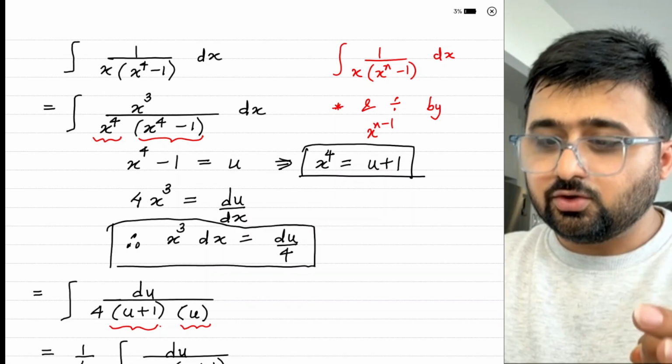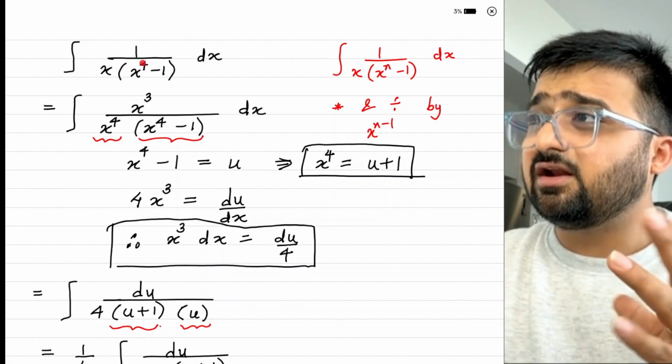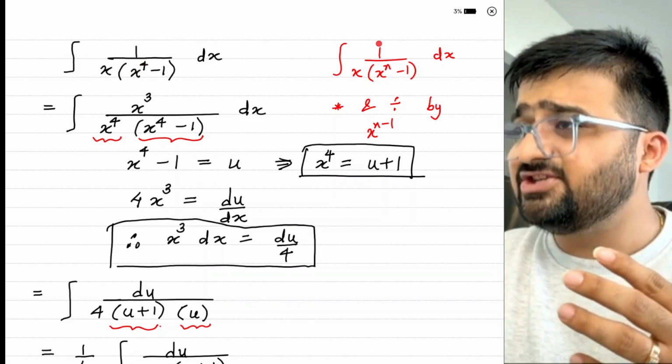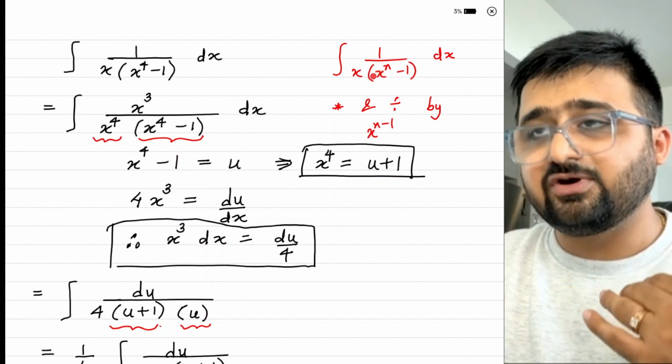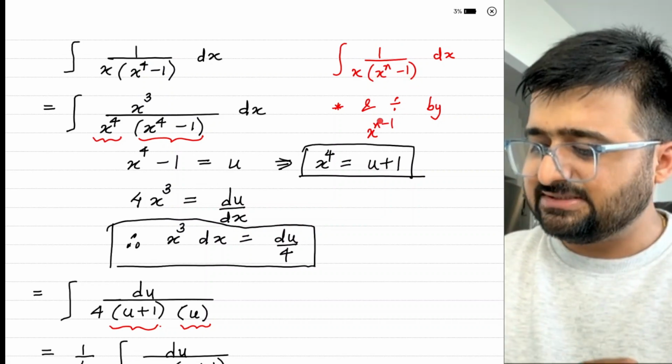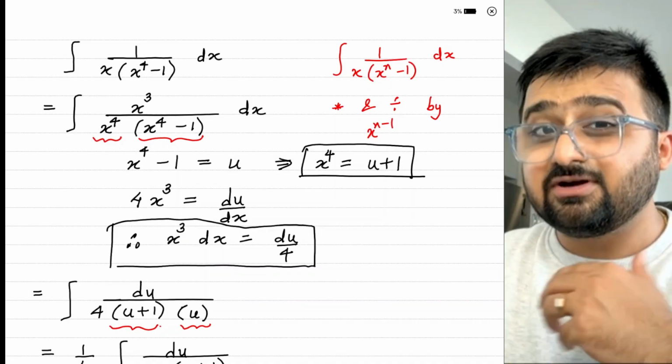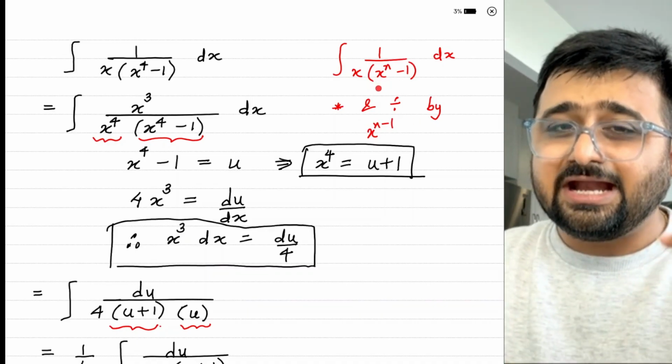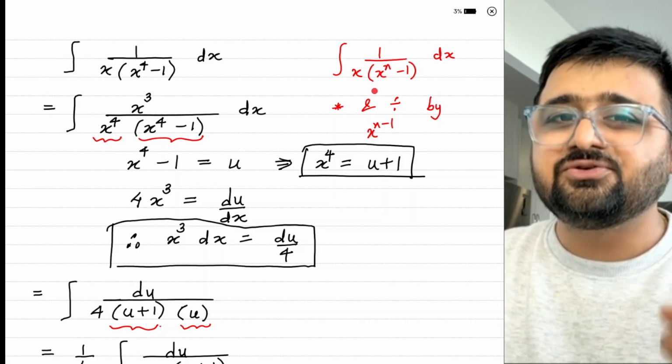In this video, we not only learned how to solve this integral, but we looked at how to solve any general integral of the type 1 over x times x to the power n minus 1. Essentially, what you do is just multiply and divide by x to the power n minus 1, and then do the U-substitution and then do the partial fractions.